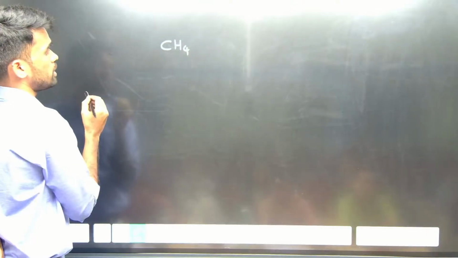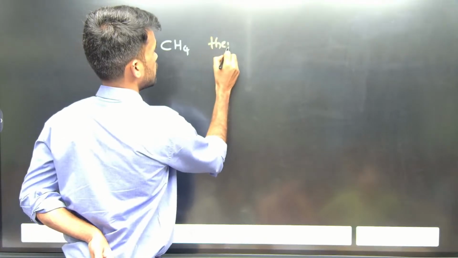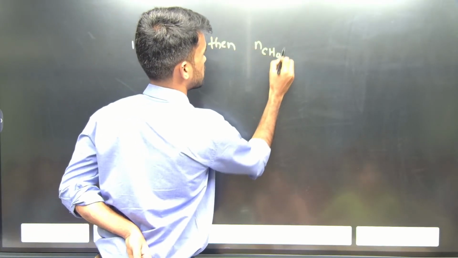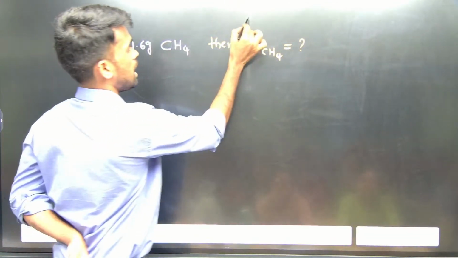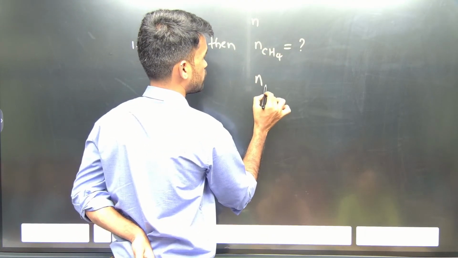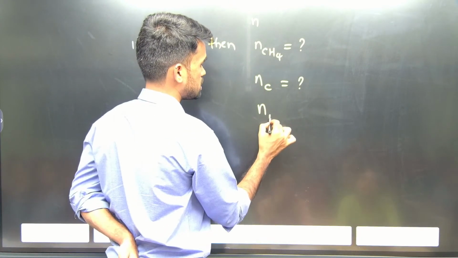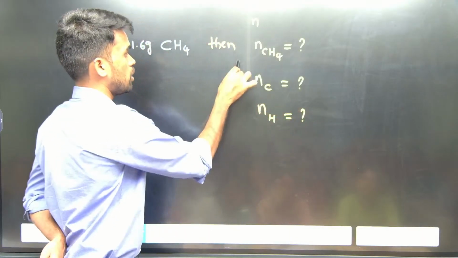See, I am giving you methane. What I am giving you? Methane. How much quantity? Let us take 1.6 grams of methane. Then the number of moles of methane I am asking you. This is the first question. Always remember, n represents the number of moles. Then the number of moles of carbon also I am asking you. Then next question, the number of moles of hydrogen also I am asking you. So tell me, how can we do this?